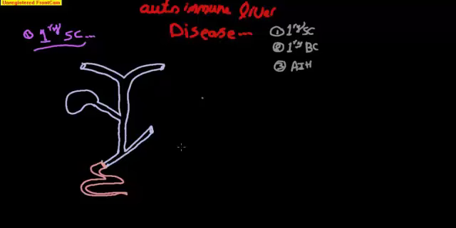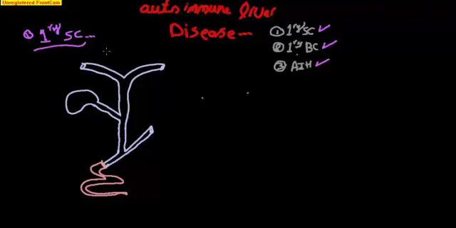Actually guys, with autoimmune liver disease, we have three important diseases. The first one is called primary sclerosing cholangitis. Number two, we have primary biliary cirrhosis, and then autoimmune hepatitis. So we will discuss all these three diseases. First of all, let me start with primary sclerosing cholangitis.